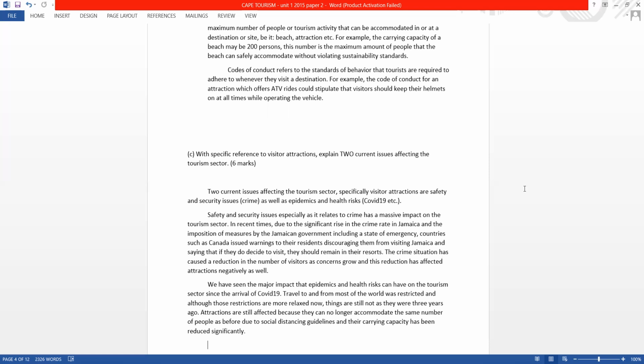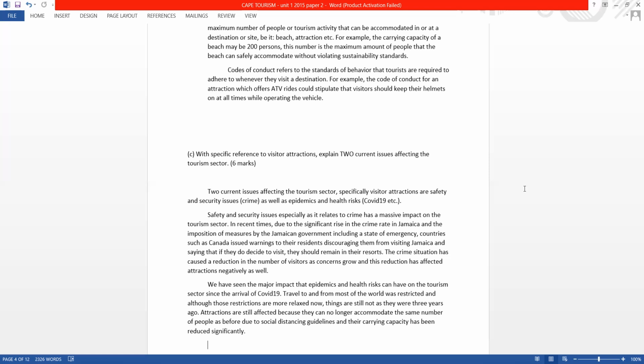So safety and security issues, especially as it relates to crime, has a massive impact on the tourism sector. In recent times, due to the significant rise in the crime rate in Jamaica and the imposition of measures by the Jamaican government, including a state of emergency, countries such as Canada issued warnings to their residents discouraging them from visiting Jamaica and saying that if they do decide to visit, they should remain in their resorts. The crime situation has caused a reduction in the number of visitors as concerns grow, and this reduction has affected attractions negatively as well. So that is one issue affecting the tourism sector.